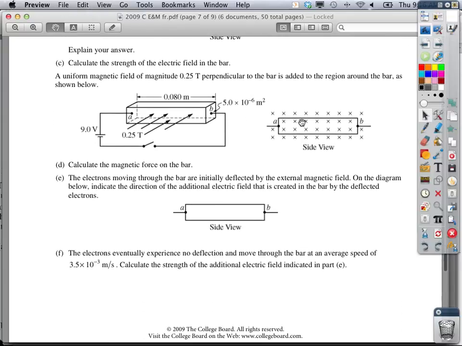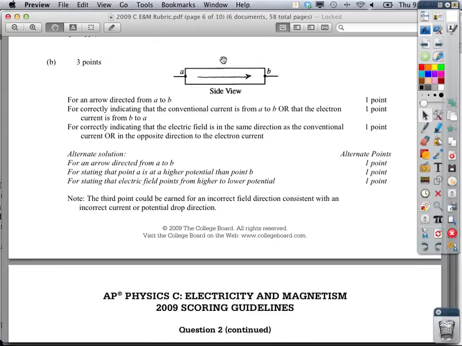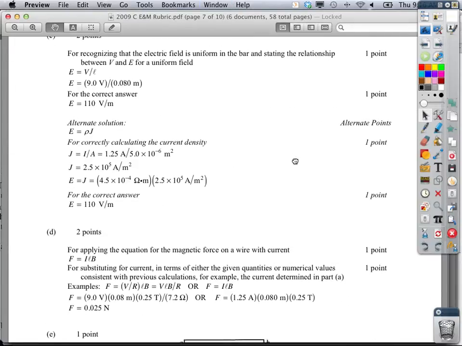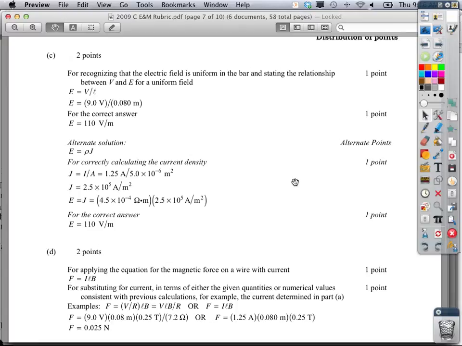Then calculate the strength of the electric field in the bar. Okay, so it's a function of just doing a little bit of math. We know that the voltage across that resisting unit, that little bar, is 9. We know the length, so we can get the volts per meter and get the electric field.